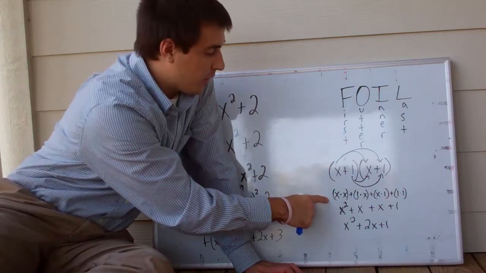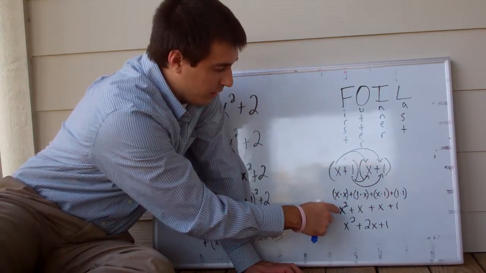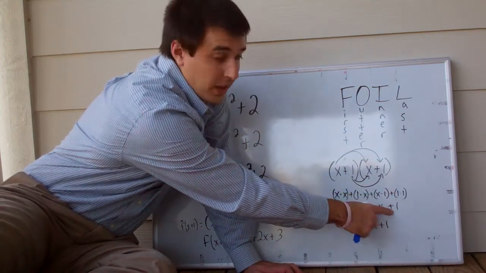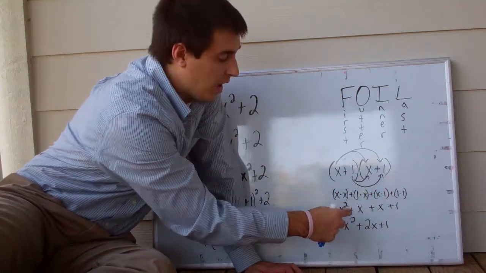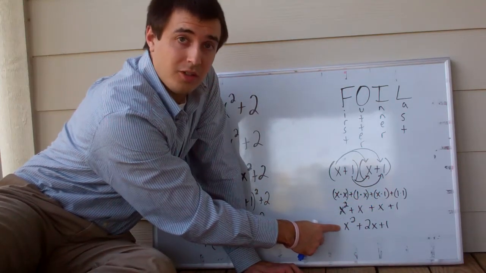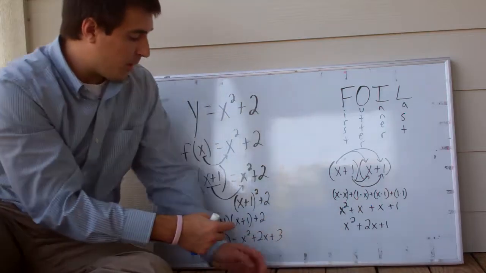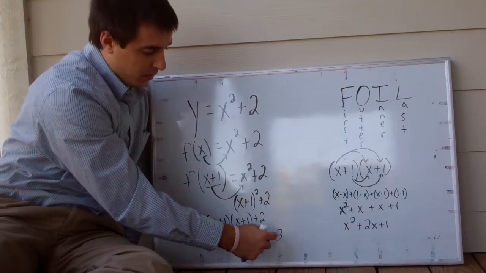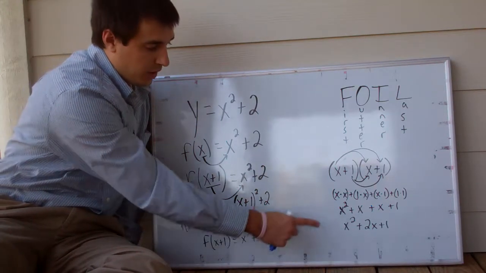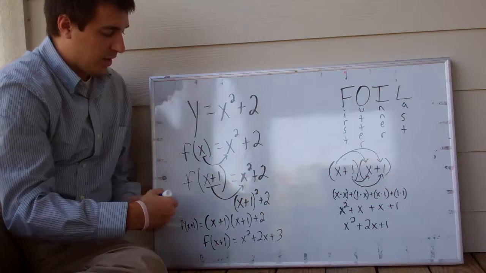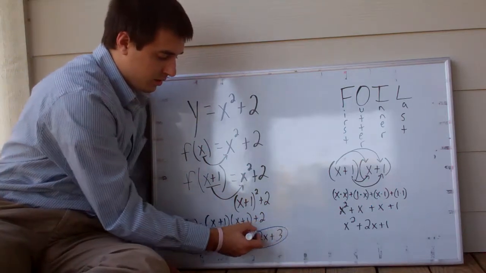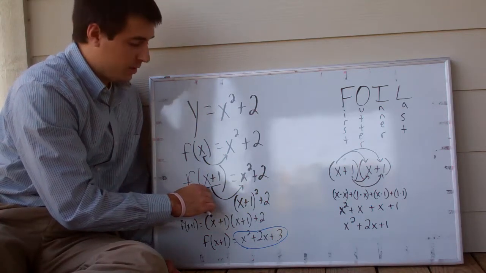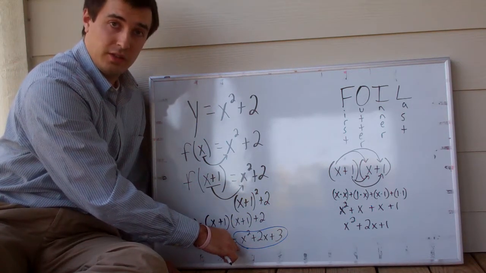Below this, I have written x times x equals x squared. 1 times x equals x. x times 1 equals x. 1 times 1 equals 1. So we simplify this now, we have x squared plus 2x plus 1. So let's insert this back into our equation over here. And we have everything correct, except we still have to add that plus 2 back. So instead of 1, we're going to actually have plus 3. And then this right here will be our final answer. So whenever f of x plus 1 for this equation, it's going to equal this.